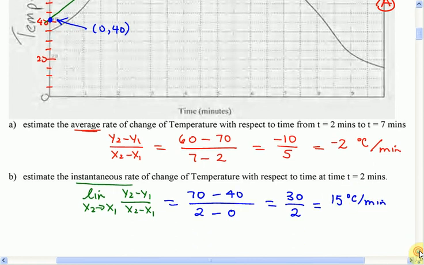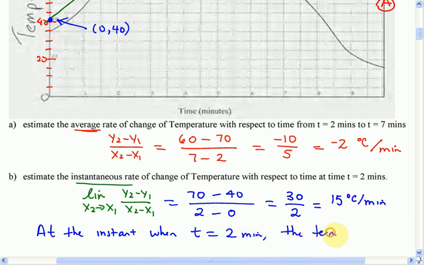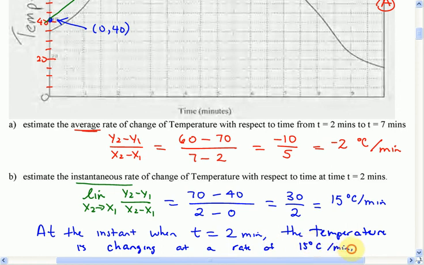So notice what I'm saying here is the following. I'm going to write a little blurb underneath. I'm going to say at the instant when time is equal to 2 minutes, the temperature is changing at a rate of 15 degrees per minute.